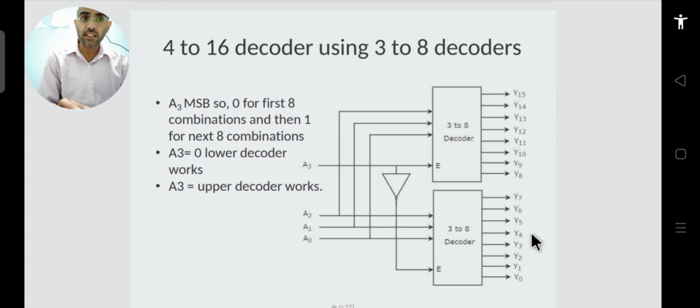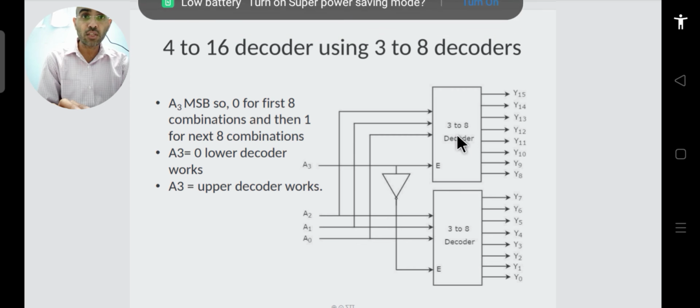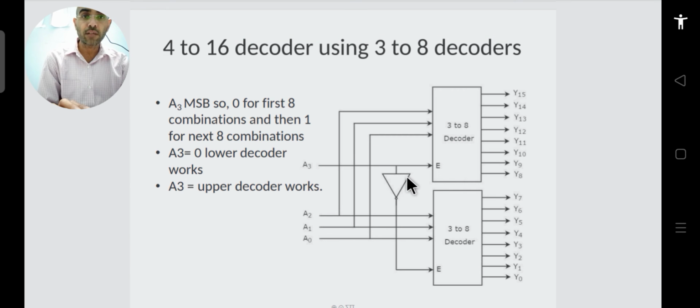So if you check it, you will find that you are getting all the 16 possible combinations. Overall, you should have 4 inputs and 16 outputs in a 4x16 decoder, and you can see that you get this with the help of 3x8 decoders. We implement a 4x16 decoder in this way.